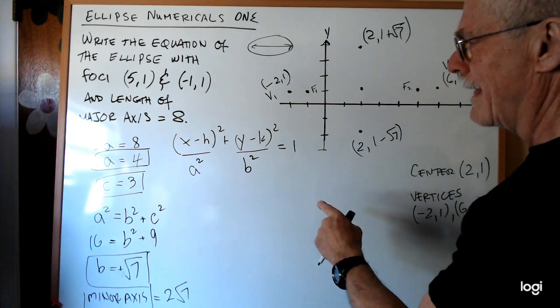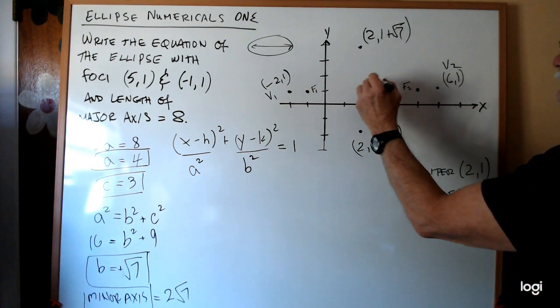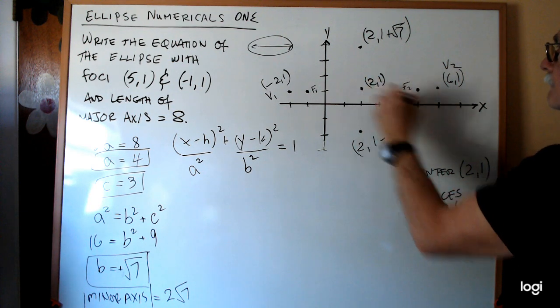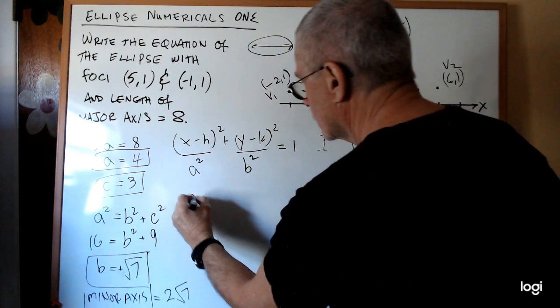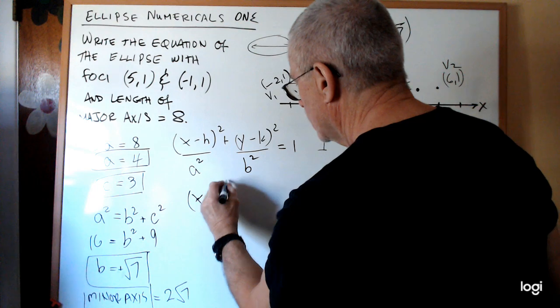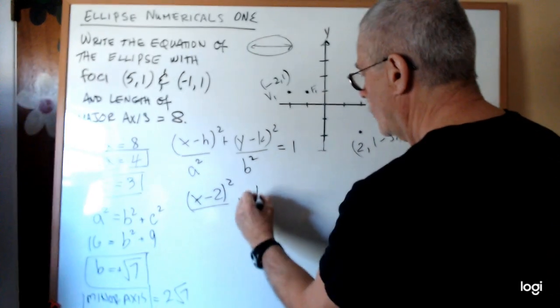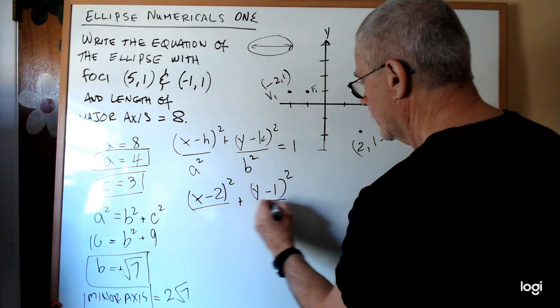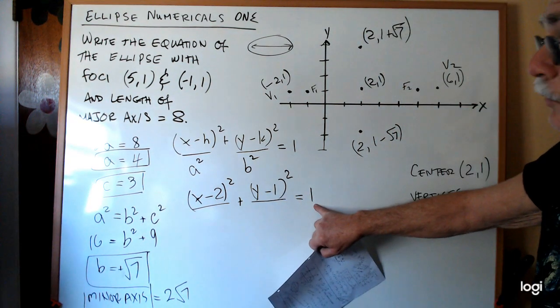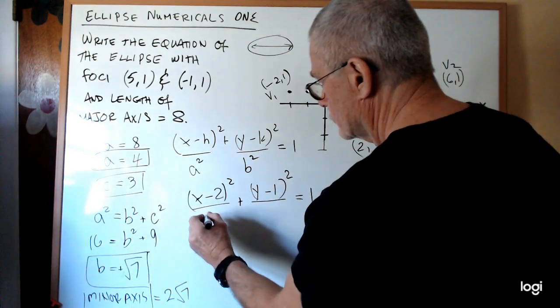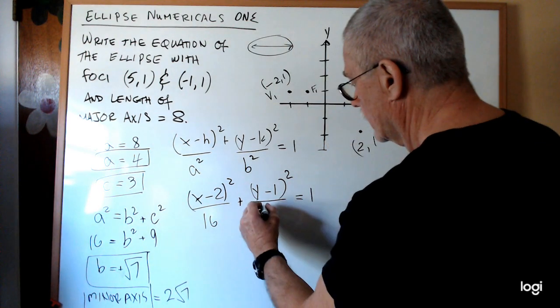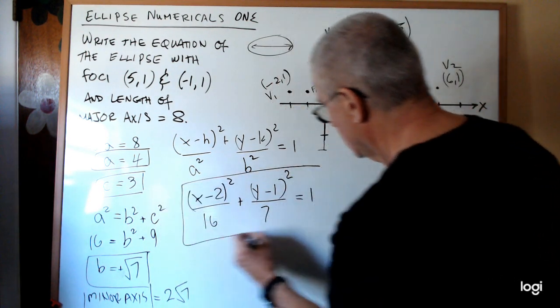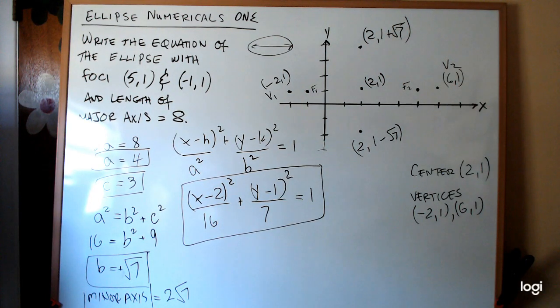The actual center is (2, 1), so we have h is 2, k is 1, so we have x minus 2 quantity squared, and y minus 1 quantity squared, and in standard form this equals 1. For a squared, you can see 4 squared is 16. For b squared, if I take b and square it, I get 7. So this is the equation of that particular ellipse.